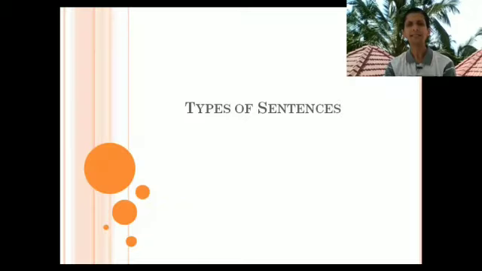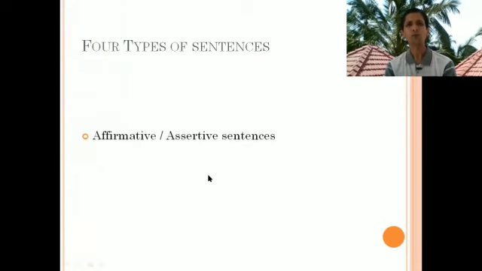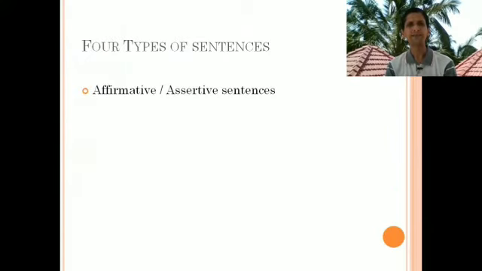Today, we learn what are those different types of sentences which make such different utterances possible in different situations. The types of sentences determine the kind of situations in which we can use language. The first of the four types of sentences is the affirmative or assertive sentence. Affirmative or assertive sentences are those which we use to make a plain statement or a simple sentence before somebody.